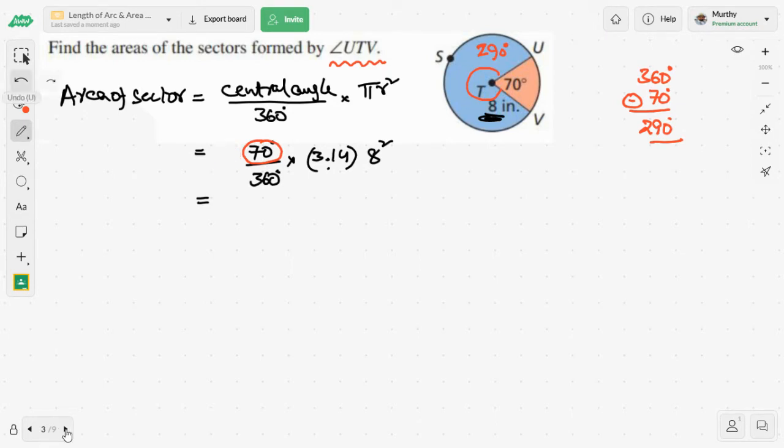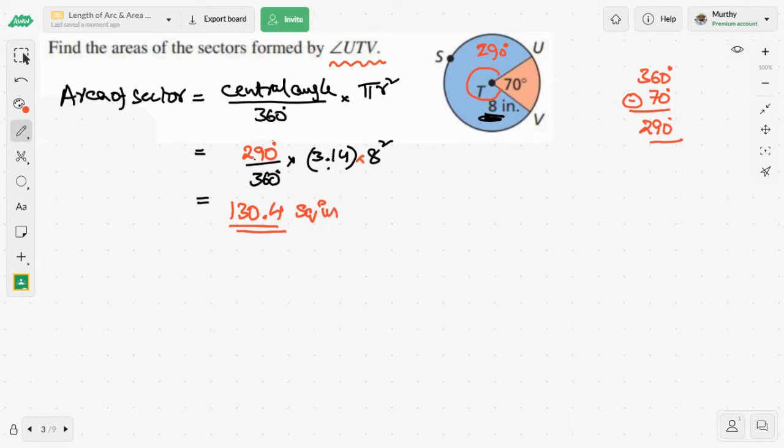That is not correct. Okay, so you have to read the question carefully. By looking at the diagram, at times you may be deceived. So let me take 290 degrees over 360 times 3.14 times 8 square. Let me quickly grab my calculator and compute this one. It is 290 divided by 360, times 3.14 times 8 square. That gives me 130.4. So please do write the units. It is square inches. Okay.